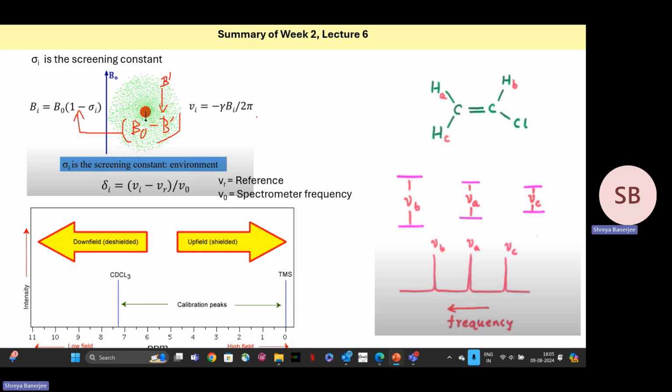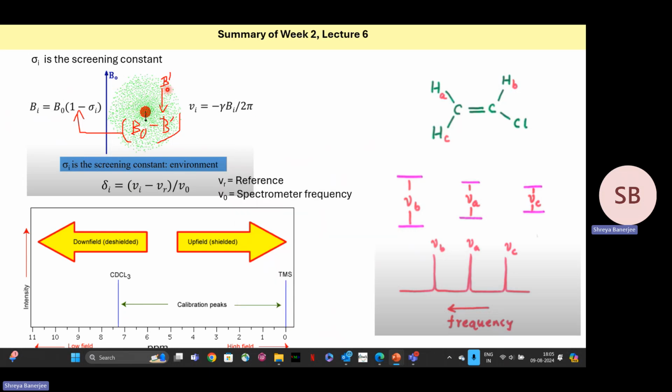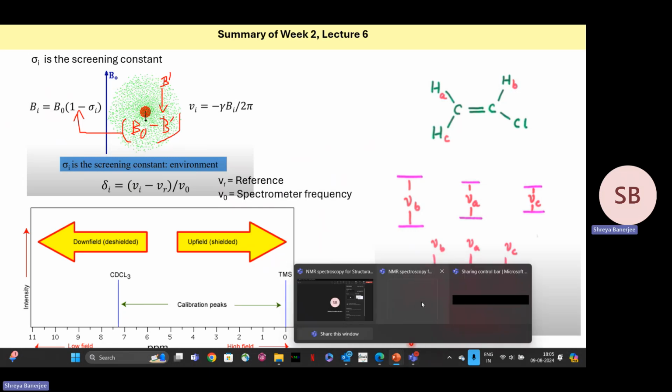Now, depending on the electronic environment around the nucleus, the field applied can decrease a lot, or so if the field, 1 second, I think someone wants to join.